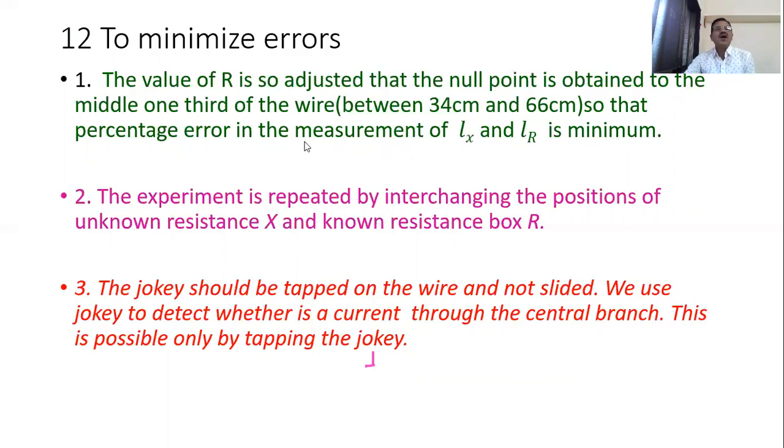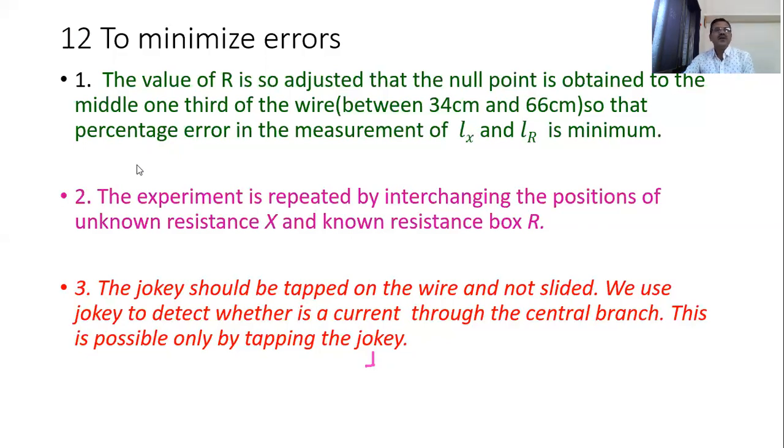So how can we minimize the errors? The first way to minimize the errors: we must draw a resistance from the resistance box such that the null point should be between 34 centimeter and 66 centimeter. That is, the values of Lx and Lr should be between 34 and 66 centimeter.